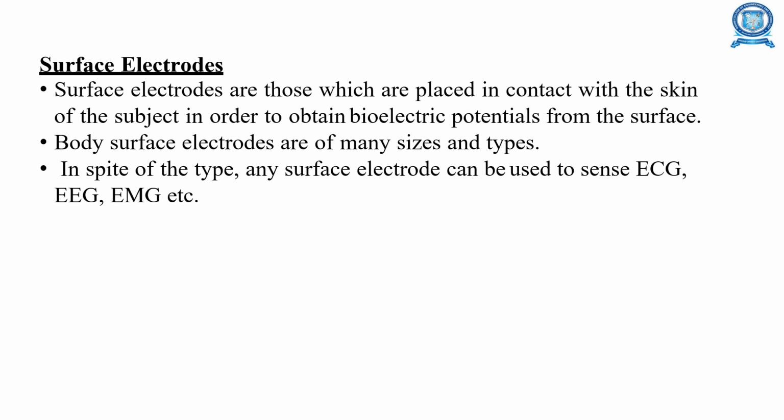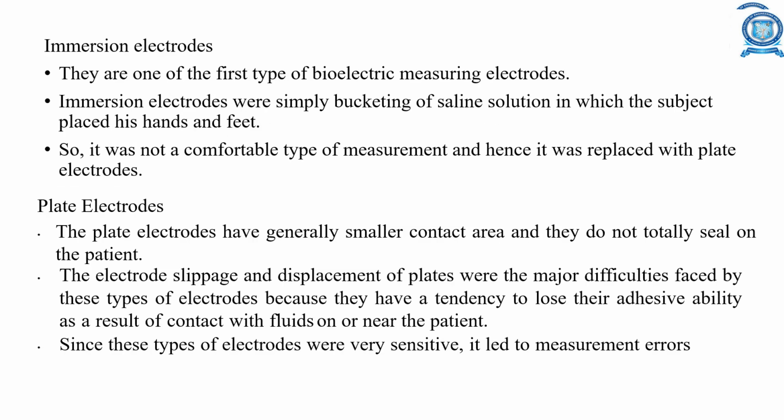Surface electrodes are placed in contact with the skin of the subject in order to obtain bioelectric potentials from the surface. Body surface electrodes are of many sizes and types. Regardless of type, any surface electrode can be used to sense ECG, EEG, EMG, etc. Immersion electrodes were one of the first types of bioelectric measuring electrodes. They were simply buckets of saline solution in which the subject placed his hands and feet.